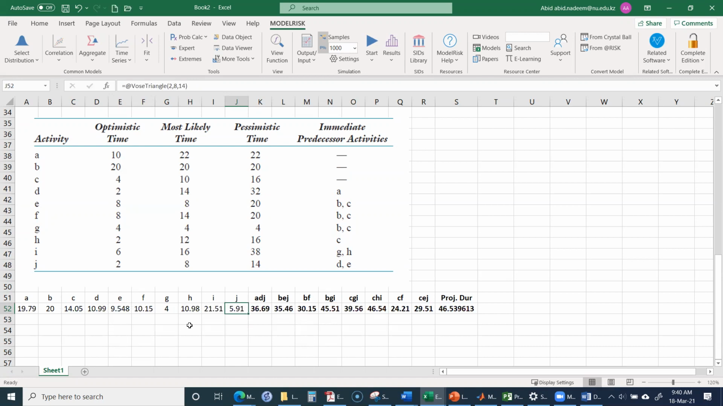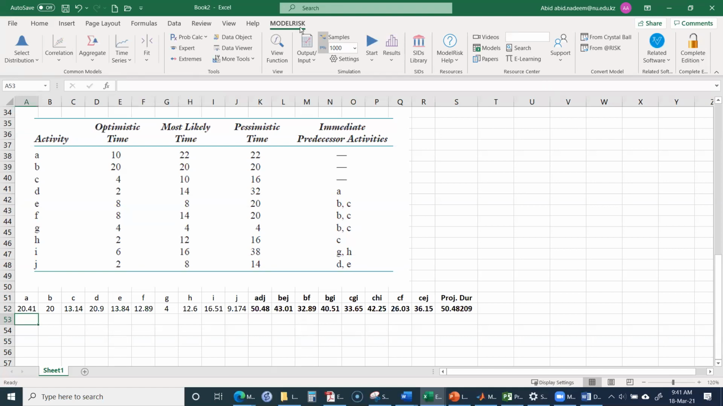So now you can see that I am getting these values for the project duration, like over here is 46.3539, but this is based on these values which have been calculated. For example, if I re-evaluate it, then again this value will change, okay? So the model has been almost set up.